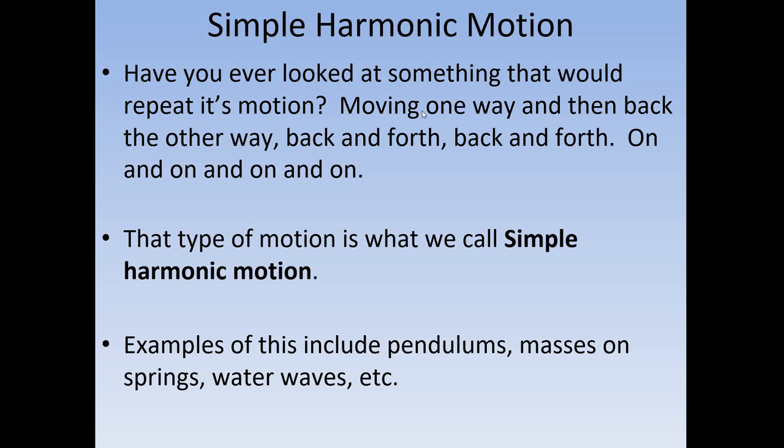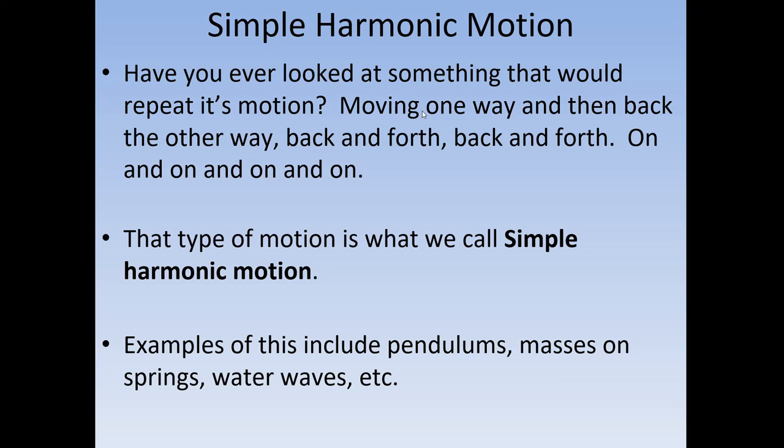Pendulums are probably one of the most common examples because pendulums tend to go left and right, back and forth. A person swinging on a swing set is a perfect example of simple harmonic motion. Its motion is consistent throughout. Other common examples would be masses on a spring. If you place a mass on a spring and let it oscillate back and forth, that would be considered simple harmonic motion. Objects sitting in water waves, or just water waves in general, bobbing up and down in that repetitive motion would be simple harmonic motion.